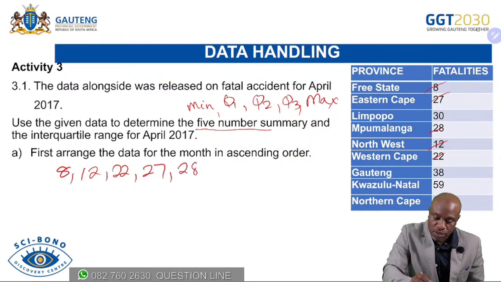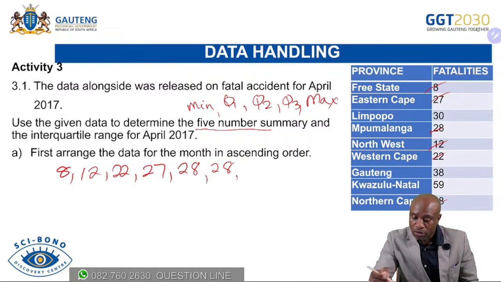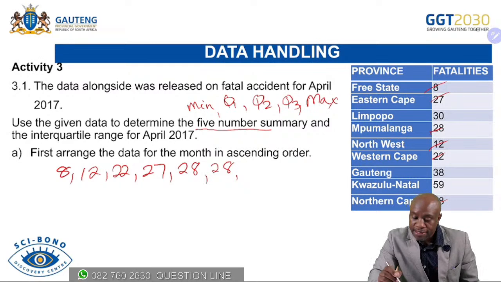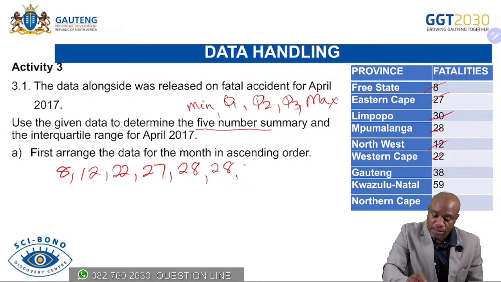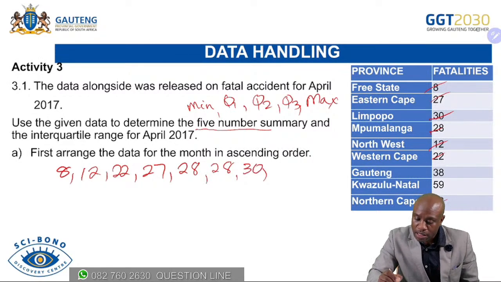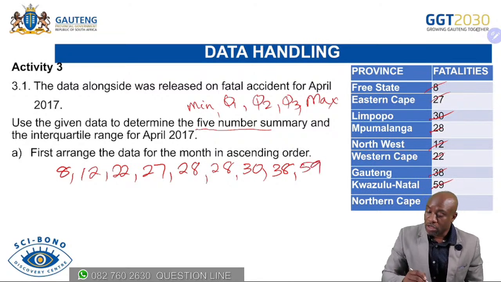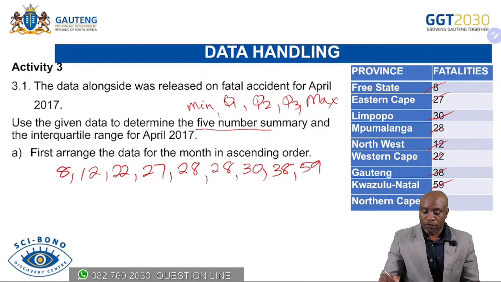So we have two 28s. Remember, we said we list all of them. We don't say, oh, just because I've got 28, that represents all the 28s. No. So the next number is a 30. The next number is a 38. And we have this number, I don't know for what reason, it's there, 59. All the other numbers are below 50.